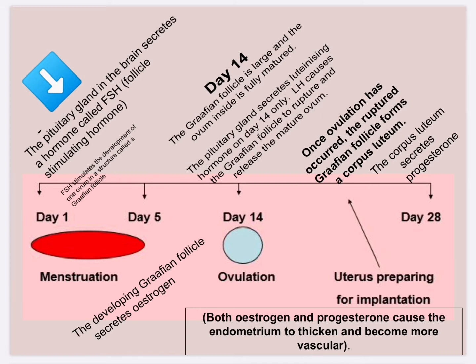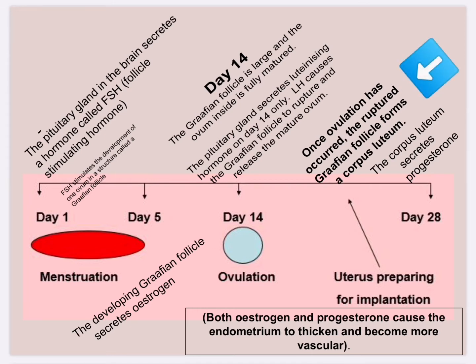FSH is secreted for about 2 weeks to stimulate the follicle to produce an ovum. Now the follicle is properly known as the Graafian follicle. On day 14, the Graafian follicle is large and the ovum inside is fully mature. So the pituitary gland then secretes its second hormone called luteinizing hormone. Only on day 14 it is secreted, which is going to cause that Graafian follicle to rupture and release the mature ovum. This is called ovulation. So the release of that ovum, which only occurs on day 14.